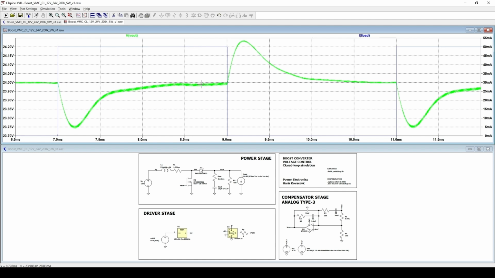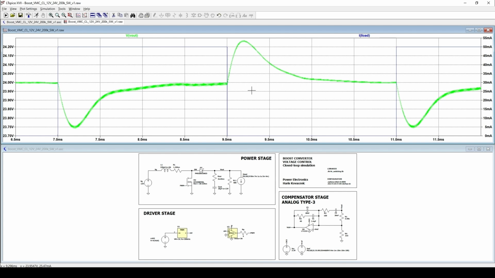There is now visible switching ripple, and the waveform shows small cycle-to-cycle variations, and the transient deviation is slightly larger. The undershoot and the overshoot are now around 250 millivolts compared to about 200 millivolts in the averaged model. And this is the key insight. The switching model is not fundamentally different, but it is slightly worse.